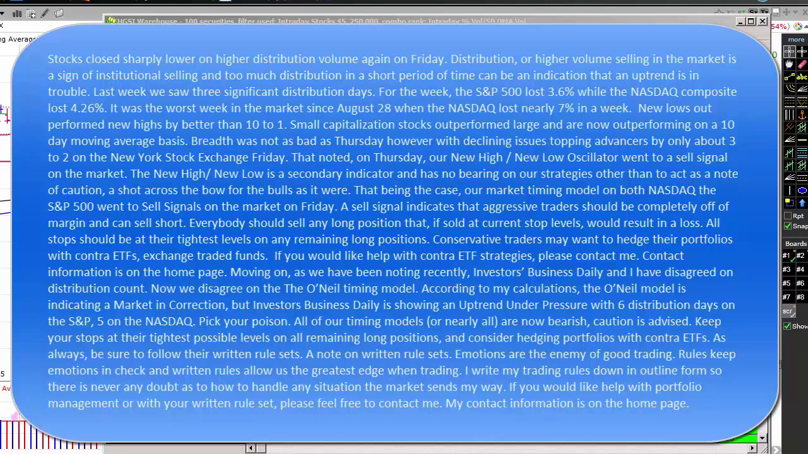A note on written rules. Emotions are the enemy of good trading. Rules keep emotions in check, and written rules allow us the greatest edge when trading. I write my trading rules down in outline form, so there's never any doubt as to how to handle any situation that the market sends my way.